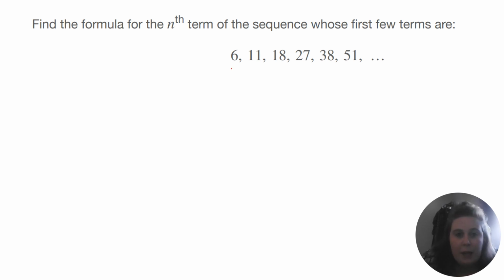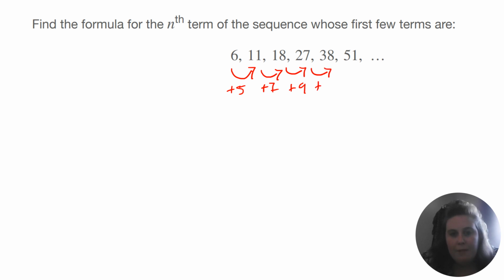To get from 6 to 11, you want to add 5. To get from 11 to 18, you want to add 7. To get from 18 to 27, we want to add 9. 27 to 38, add 11. And 38 to 51 is going to be plus 13. Because all of these numbers are different, this tells us that it's not a linear sequence, because a linear sequence will go up by the same amount each time.